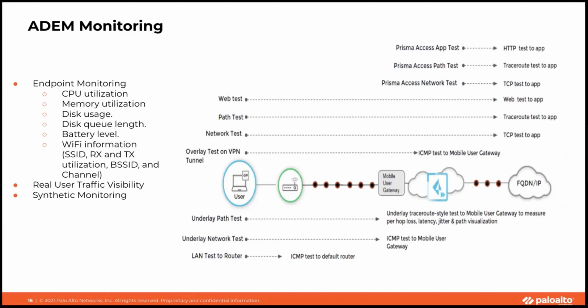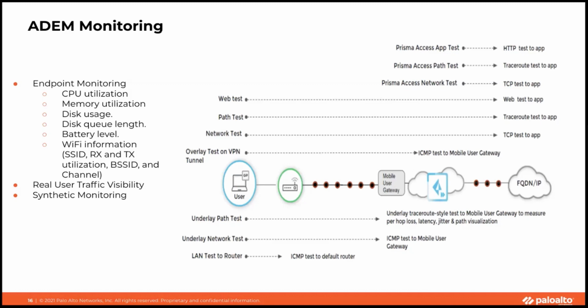ADEM uses a variety of monitoring techniques to determine the baseline performance levels, and it alerts you to changes in performance that lead to a degraded user experience. For mobile users, ADEM is only supported for GlobalProtect deployments when the VPN is connected to the Prisma Access.